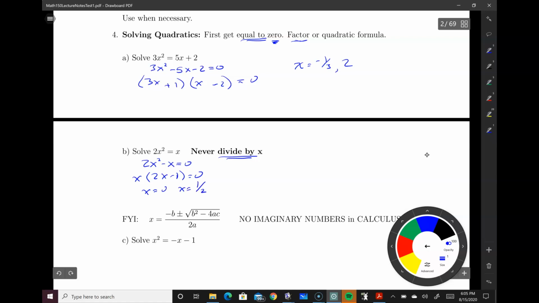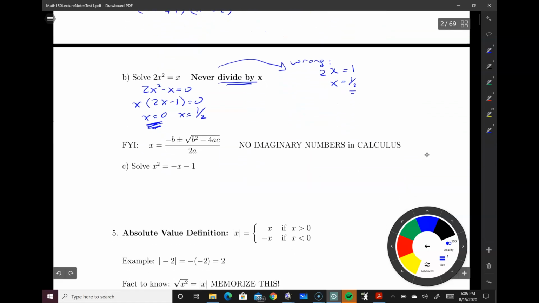So let me just show you, if I had divided by x, which is wrong, I would have gotten 2x is equal to 1, and I would have gotten just the one answer of 1/2. I would have missed this answer. So when I say you're losing answers when you divide by variables, you lost the answer of 0. So don't divide by a variable or a cosine or a sine. Always get it equal to 0 and factor out.